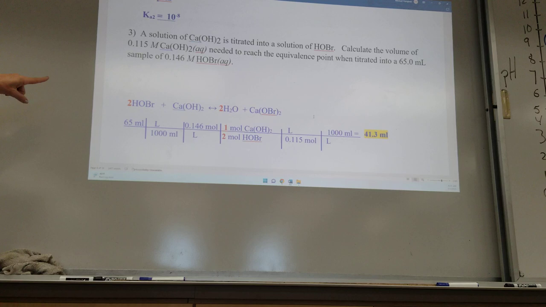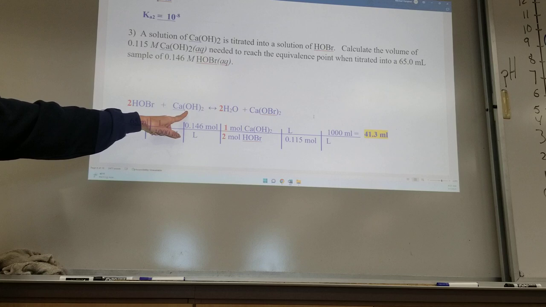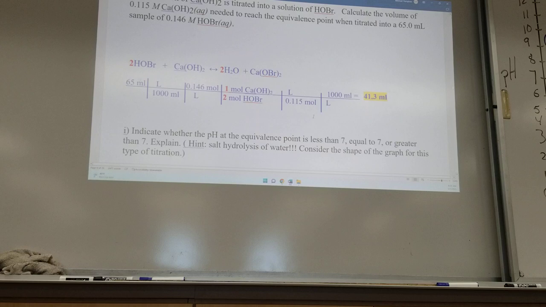Okay, so right here we did this, and then we stopped. So we have this weak acid. We're forming a basic salt. And how much hydroxide is required? 41.3 mL of calcium hydroxide is required. We know that because we know how to write a balanced reaction. Okay, on B, explain whether the pH of the equivalence point is less than 7 or greater than 7. Wow, guys, talk to me about that salt. Is it neutral? Is it basic or is it acidic?